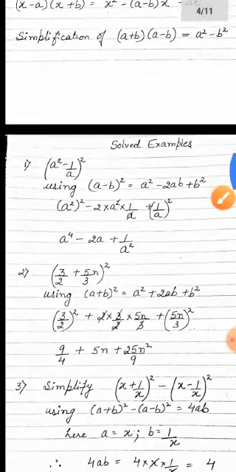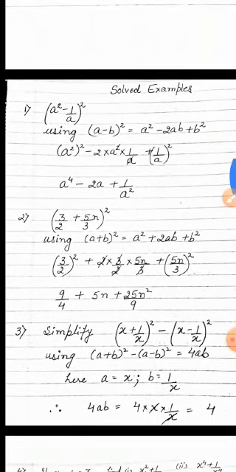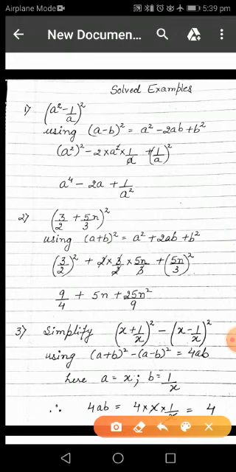Now, based on the concept or the identities, we will solve some examples. The examples are as follows. The first one we take up is a square plus 1 upon a whole square. Comparing it with the given identity which we studied right now, a minus b whole square, this can be expanded as a square minus 2ab plus b square.